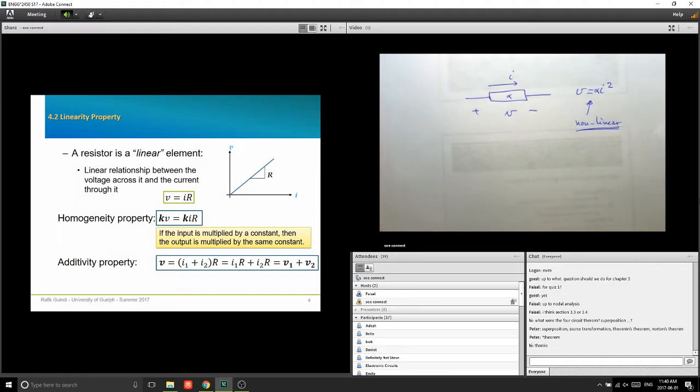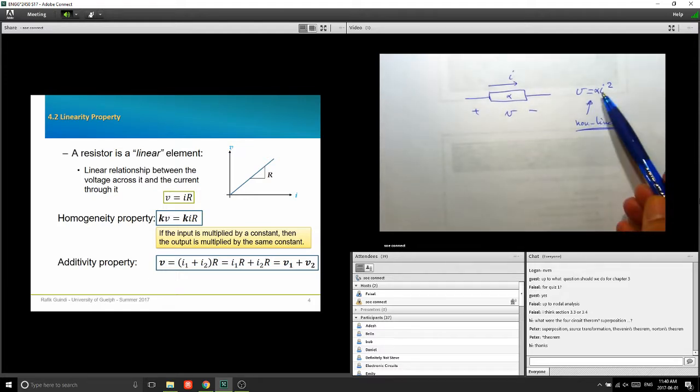And you're going to find that those two properties will not apply if you had an element like that. You will not be able to have the homogeneity property because if current I becomes Ki, the voltage is not going to be Kv, okay? Because K is going to be squared here.